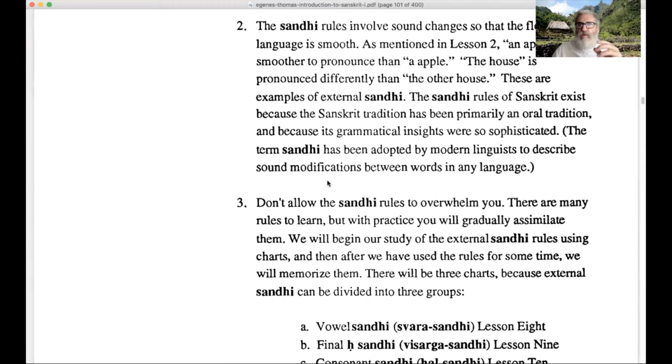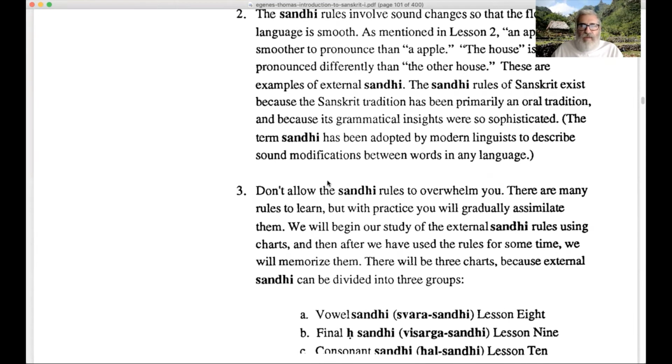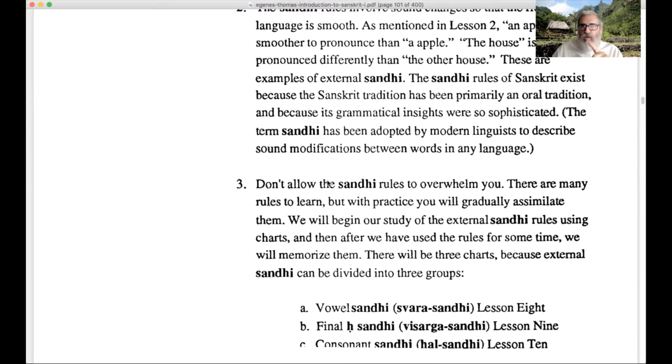Anyway, so these are examples of external sandhi. The two examples he gave in English were an apple and the house, or the other house, right? So an apple as opposed to a apple, or the house as opposed to the other house. These are examples of external sandhi. Remember, in this course we're going to use mainly English terminology, but we're explaining the Sanskrit terminology for you so that when you meet somebody who has learned all the Sanskrit terminology and uses the technical jargon for sandhi, if somebody says to you samhita, he means sandhi, samhita pata, right?